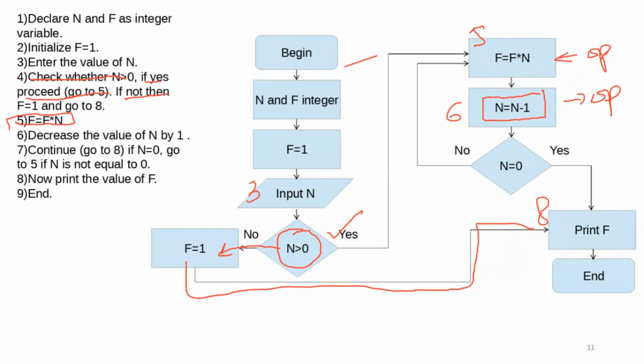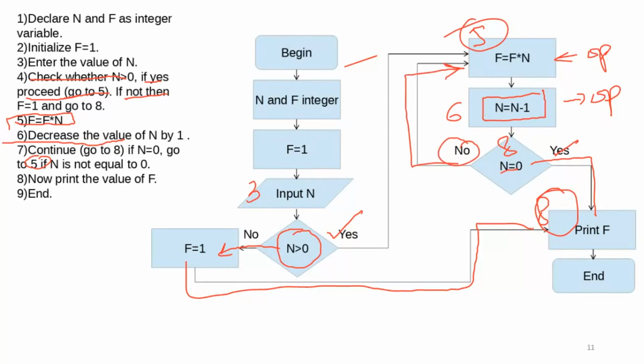And what's step 7? Continue, go to step 8 if n is 0. Then you check if your n is 0. If n is 0, yes, then you go to step 8. If n is not equal to 0, then you go back to step 5. Okay? And at the end, once you print it, then you end. So this is the flowchart concept.